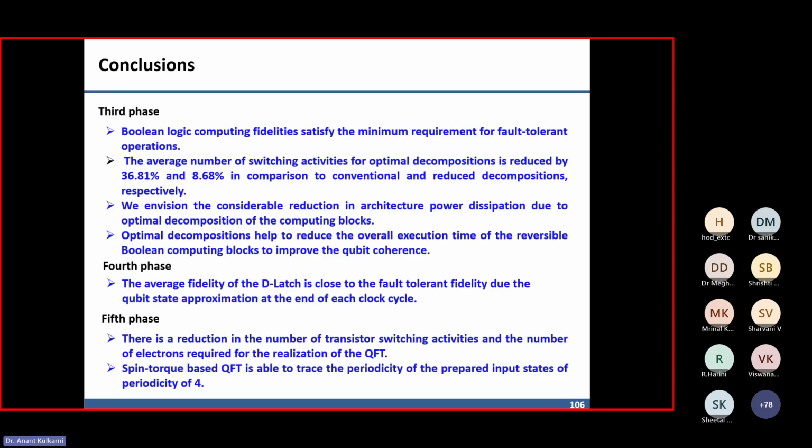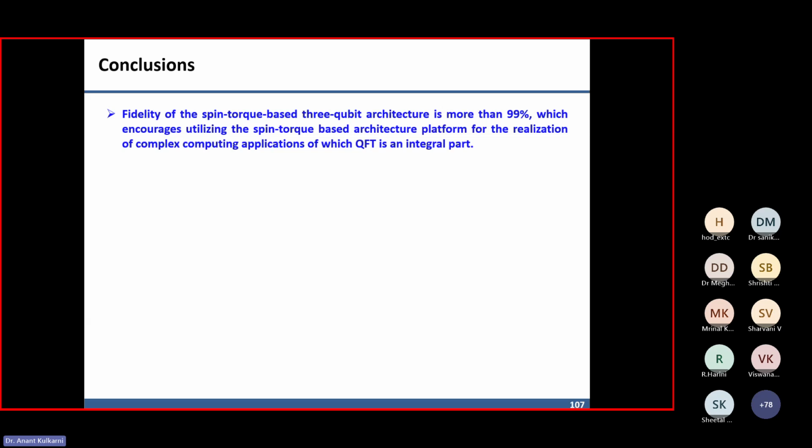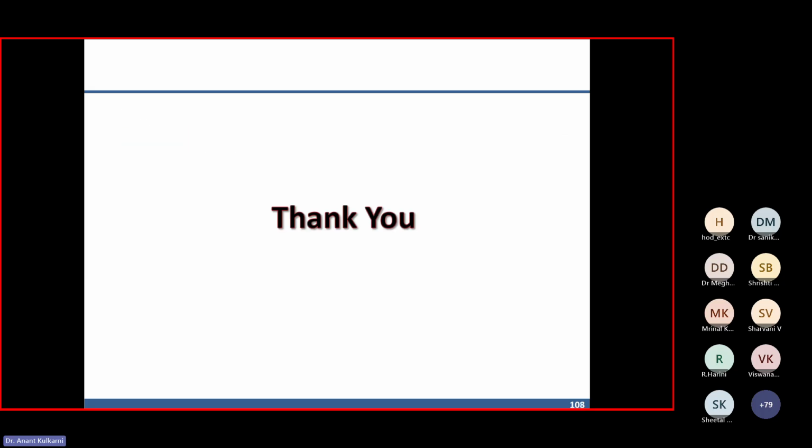Fifth phase: there is a reduction in the number of transistor switching activities and the number of electrons required for the realization of the QFT. Spin torque based QFT is able to trace the periodicity of the prepared input states of periodicity 4. Fidelity of the spin torque based 3 qubit architecture is more than 99%, which encourages utilizing the spin torque based architecture platform for the realization of complex computing applications, of which quantum Fourier transform is an integral part.